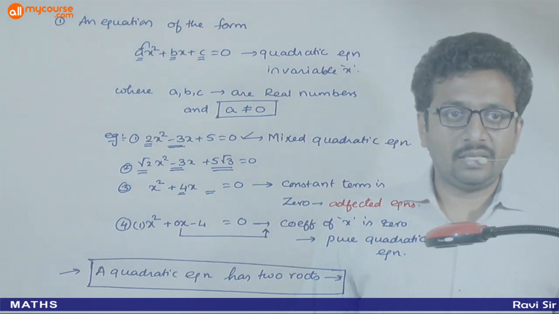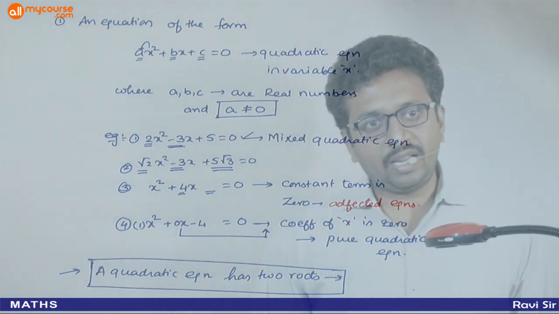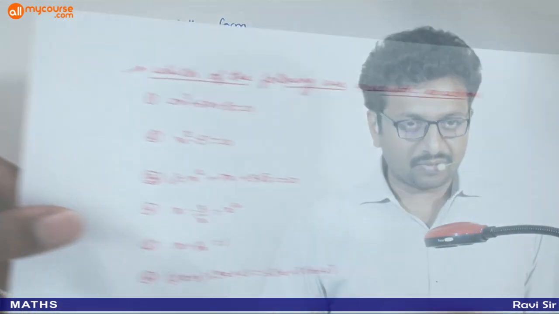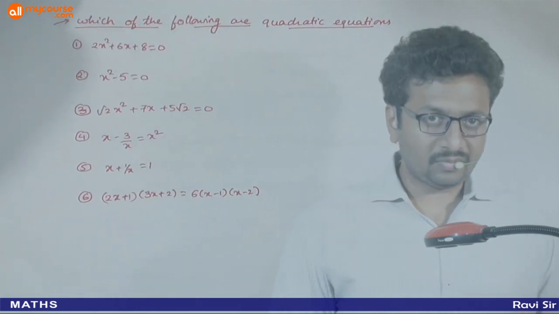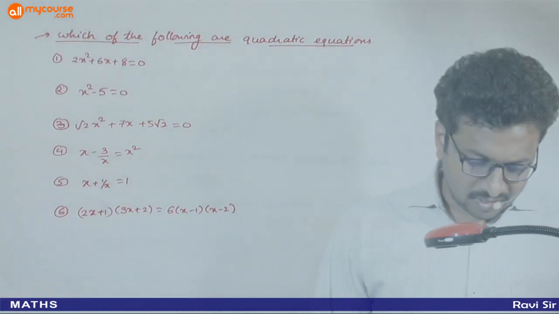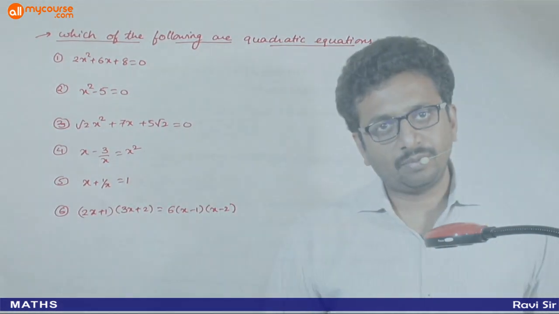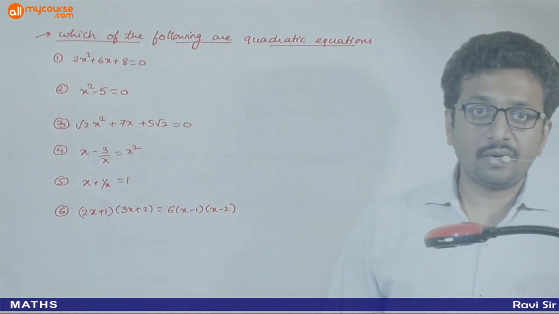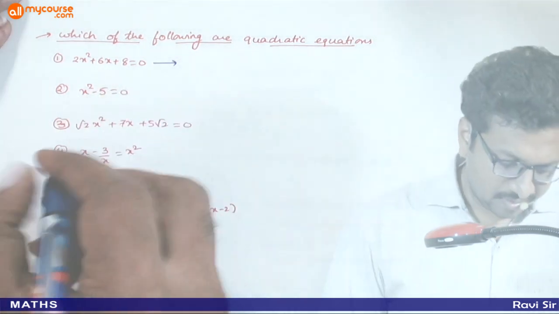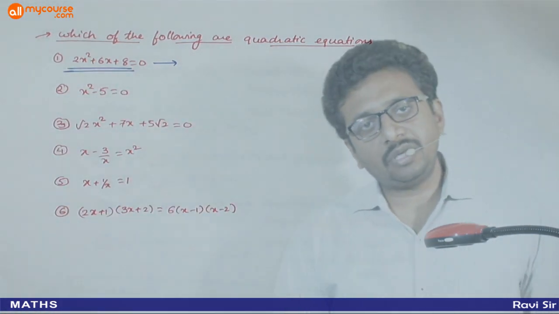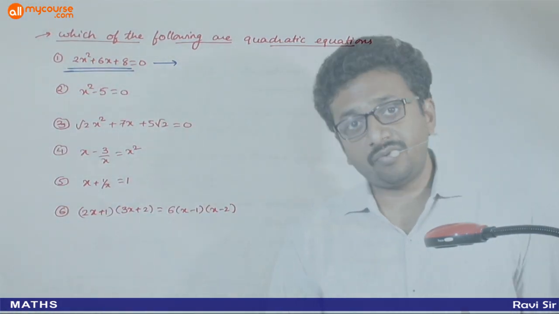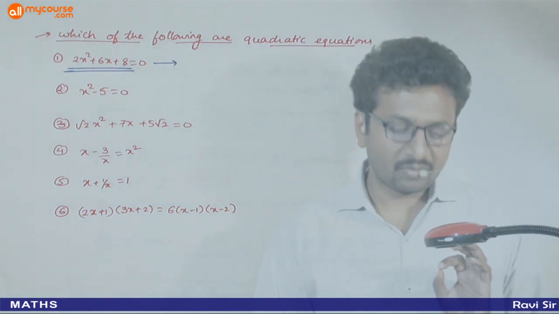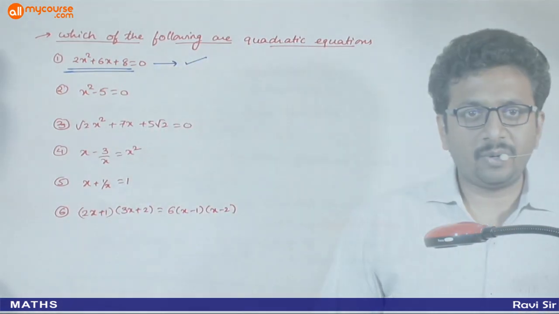So now let us try to understand the various types of questions that you might get in this concept. So first, let us try to solve these questions. The first type of questions that will be asked is, which of the following are quadratic equations? So you are given different equations, and you are asked to find which of these are quadratic equations. A quadratic equation is an equation which can be written in the form of ax square plus bx plus c, where a, b, c are real numbers and a not equal to 0. So clearly this is a quadratic equation, there is no doubt about it.